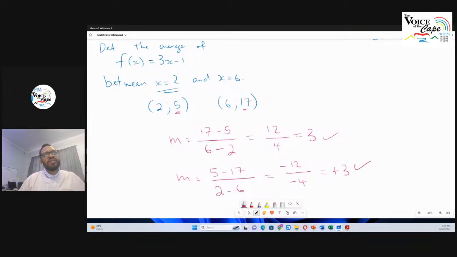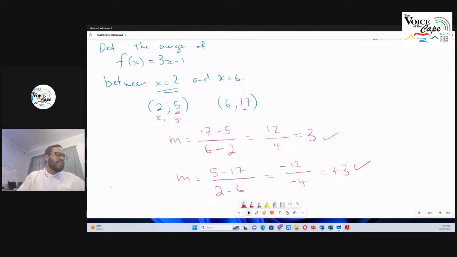Right. So important things to remember when calculating the gradient. Number one, y is on top. Number two, your x1, y1 must be grouped together. So I can call this x1, y1, and I can call this x2, y2, or I can call this x2, y2, and this x1, y1, as long as the x1, y1s are grouped together and the x2, y2s are grouped together. Okay, I'm sure you're all with me.